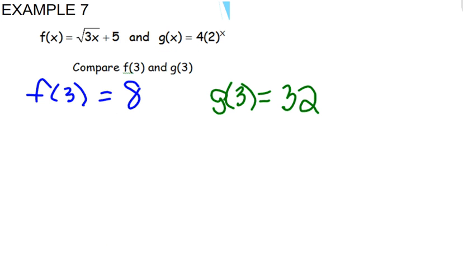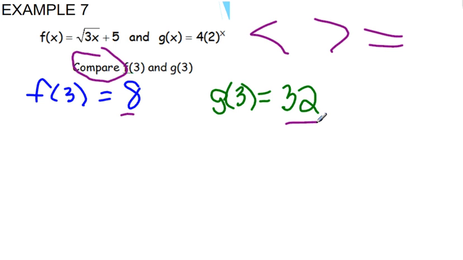I went ahead and cleared everything and then moved it around because this last piece that we're going to need to do is compare. And compare means you need to tell me if f of 3 is less than, greater than, or equal to g of 3. So if we look at those two values, 8. Is 8 bigger or smaller than 32? 8 is obviously smaller, right?